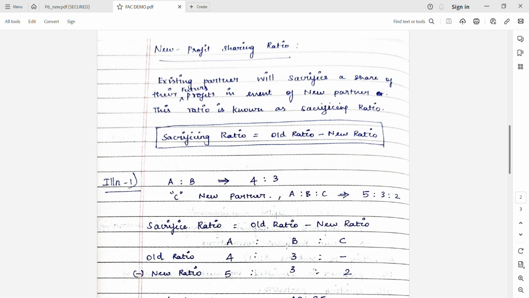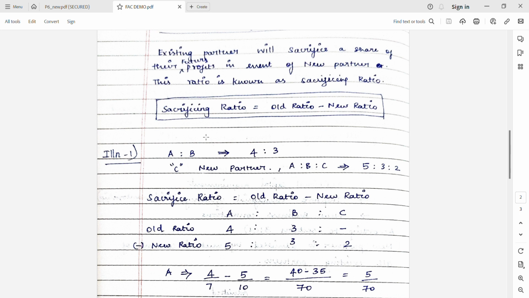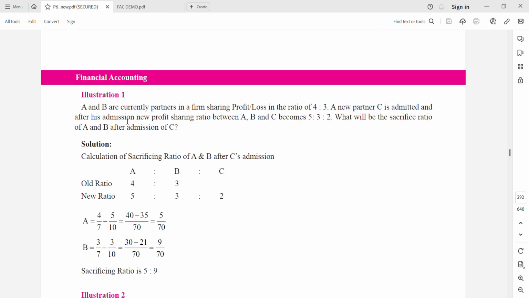Okay. So for calculating a new ratio, the sacrificing ratio is important. The sacrificing ratio is equal to old ratio minus new ratio. So when we have any two of the pieces of information, we can calculate the one we need. It's basic simple math. Okay. So let's see two examples of how to derive the sacrificing ratio and how to derive the new ratio. We will see each in one example. The first example I am taking is a sum from the book itself, the study material given by the institute.